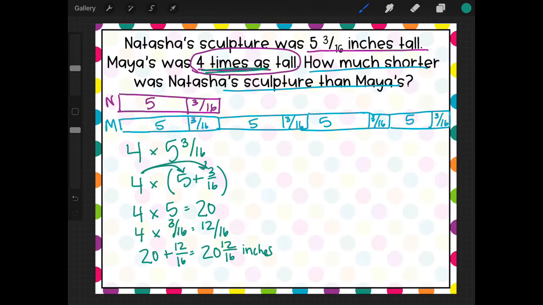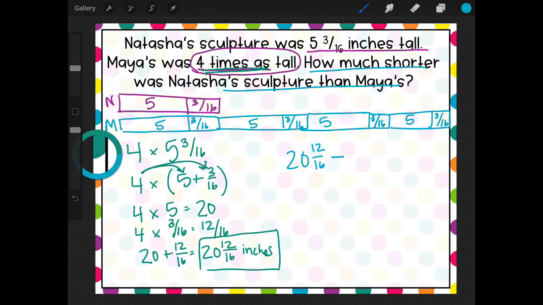Now, here's the thing. This right here does not answer my question. Because my question is not how tall is Maya's sculpture. My question is, how much shorter was Natasha's sculpture than Maya's? So what I'm going to need to do now is take the height of Maya's sculpture. I'm going to do it in Maya's color. 20 and 12/16. And now that I know what it is, I'm going to subtract how tall Natasha's sculpture was.